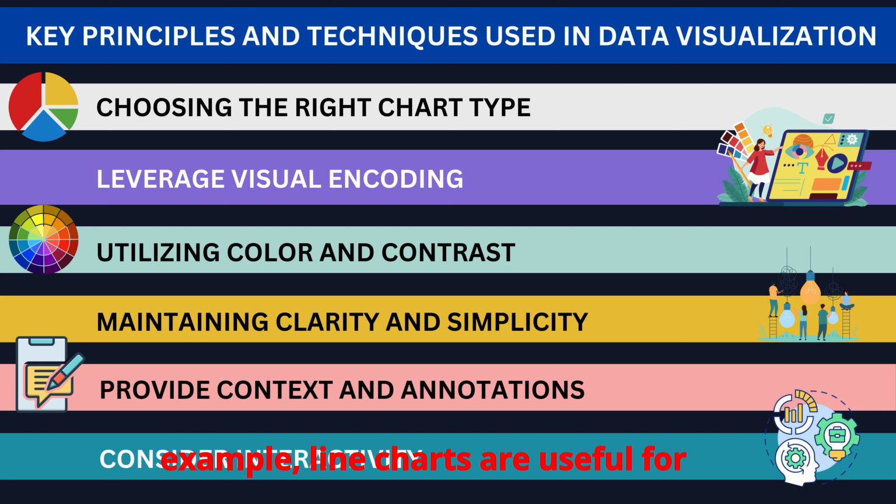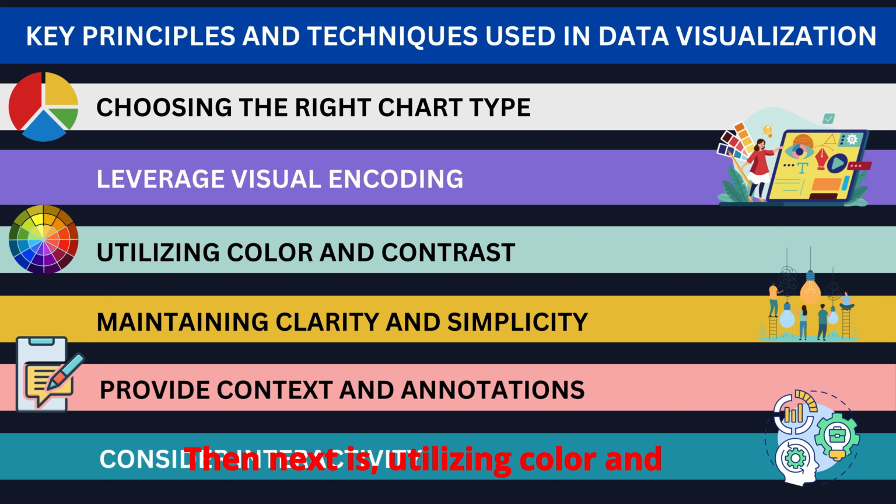For example, line charts are useful for showing trends over time, bar charts are effective for comparing categories, and scatter plots are suitable for displaying relationships between two variables. Next is, leverage visual encoding, which involves using visual properties, such as position, size, color, and shape, to represent different dimensions of the data. Effective visual encoding can make patterns and relationships more apparent and easier to perceive.